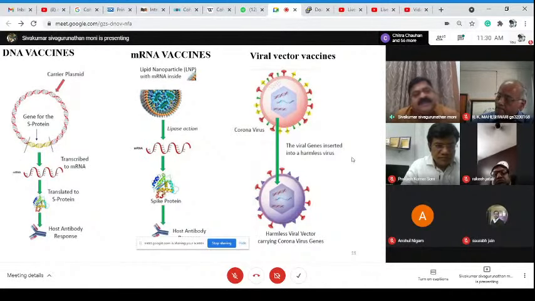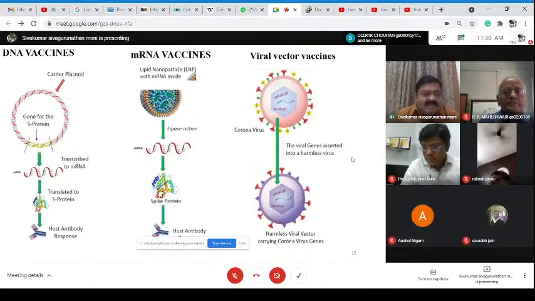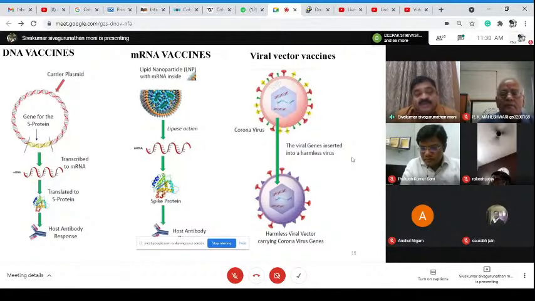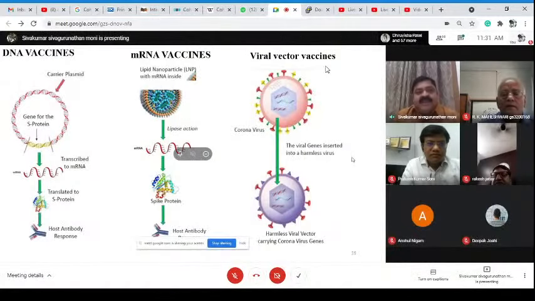Here the problem is that developing these S protein vaccines has some limitations. Furthermore, it has transient gene expression, that is, the genes expressing the spike protein in our cellular system is only transient. However, it has also been successfully developed, so it is at study level.